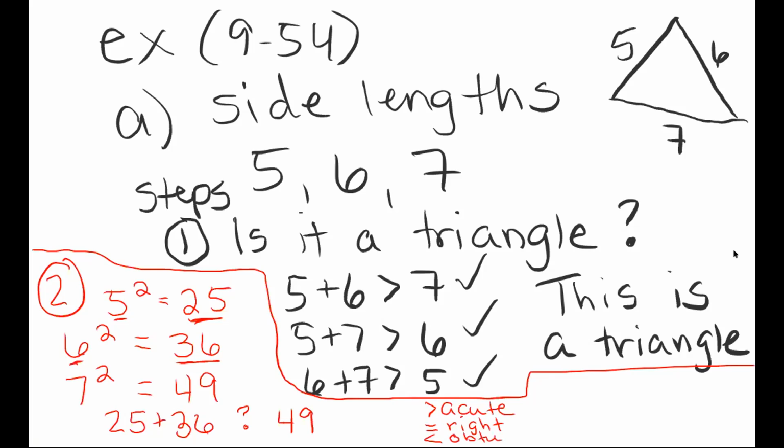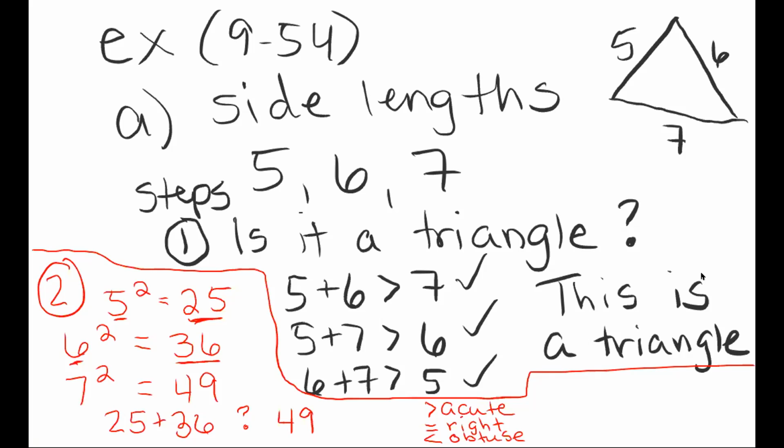So hopefully you wrote down everything on my screen because this is a summary of notes from yesterday and today. All right. Can I have someone volunteer? What type of triangle do we have then? What's 25 plus 36? Is that greater than 49, equal to 49, or less than 49? Zora, let me hear from you, please.